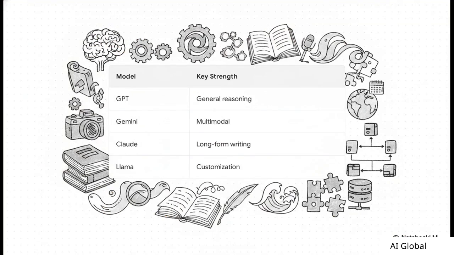I need you to look at this landscape completely objectively. Let's be clear. There is no single best model that dominates every single category. There is only the right tool for the specific job. Look at the GPT models. They are absolute powerhouses for general-purpose reasoning and coding.